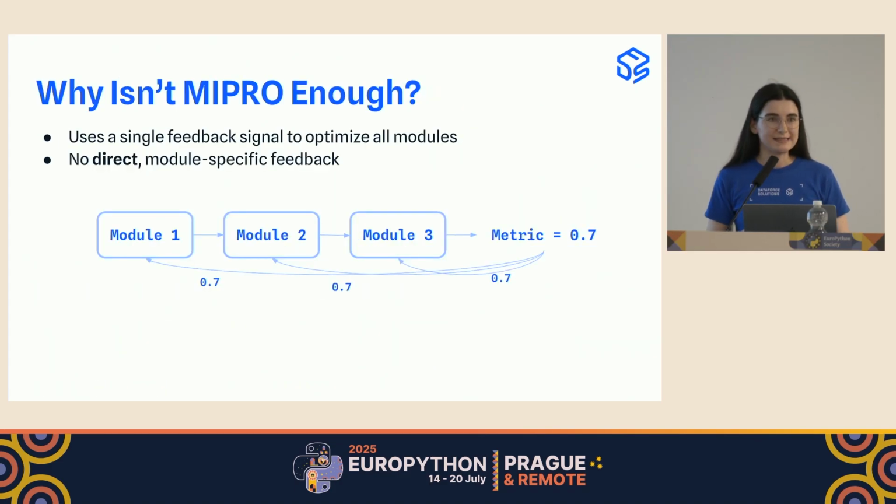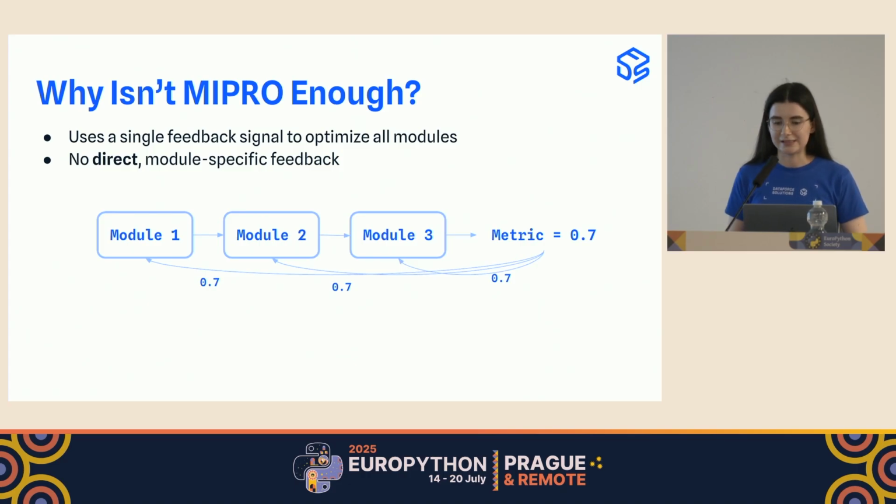However, MIPRO might still be limited in one key way. It uses a single feedback signal to optimize all modules. That makes it difficult to improve prompts precisely. The optimizer doesn't know which module is responsible for poor performance. Making an analogy with deep learning, it's like training a neural network without gradients. You just try different things and see what sticks.